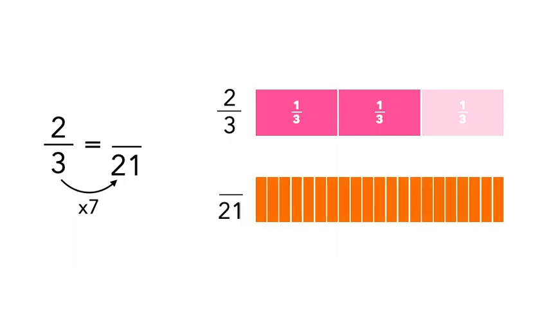So what about 2/3? If we take 2/3, we need to multiply it by 7 to get our denominator, so we have to do the same to the numerator and multiply that by 7 as well, giving us 14 over 21. And you can see from the image that this is exactly the same size, it's equivalent to 2/3.